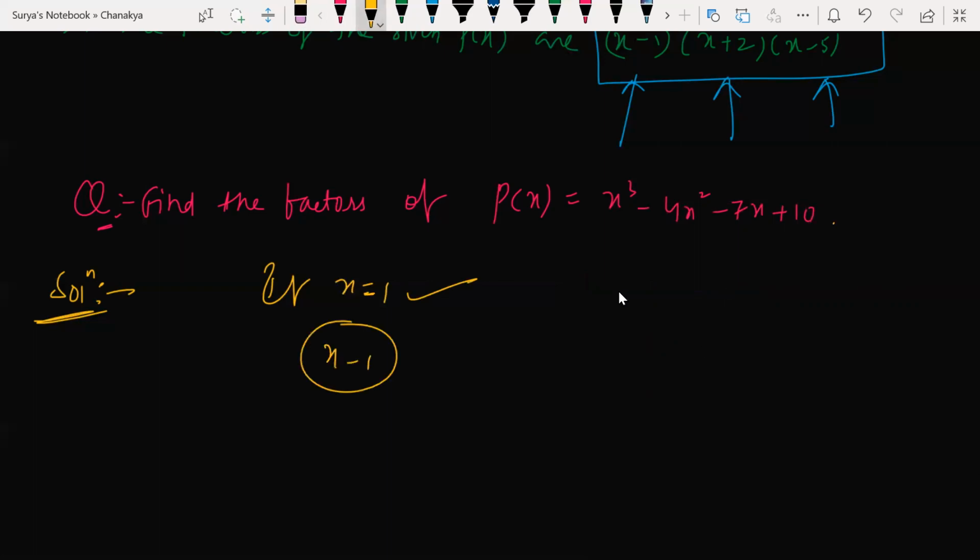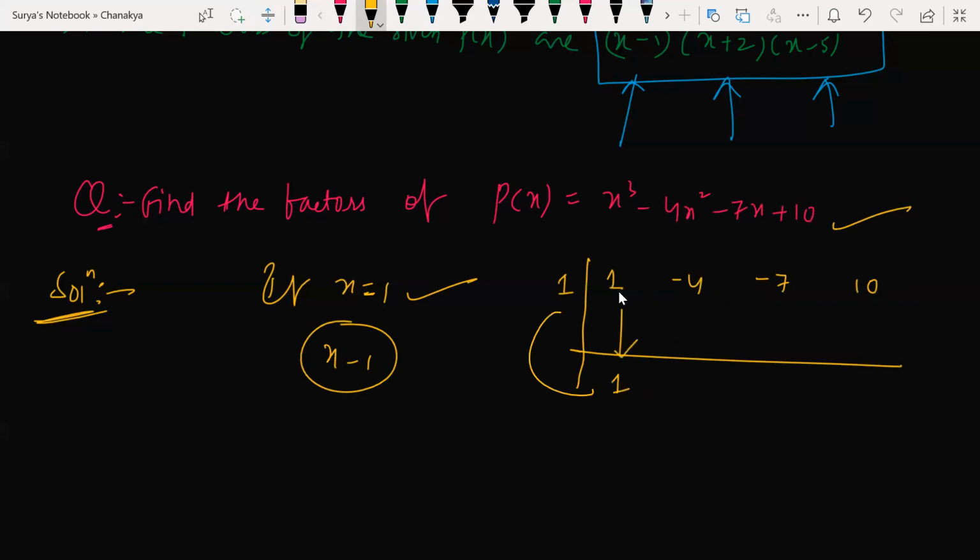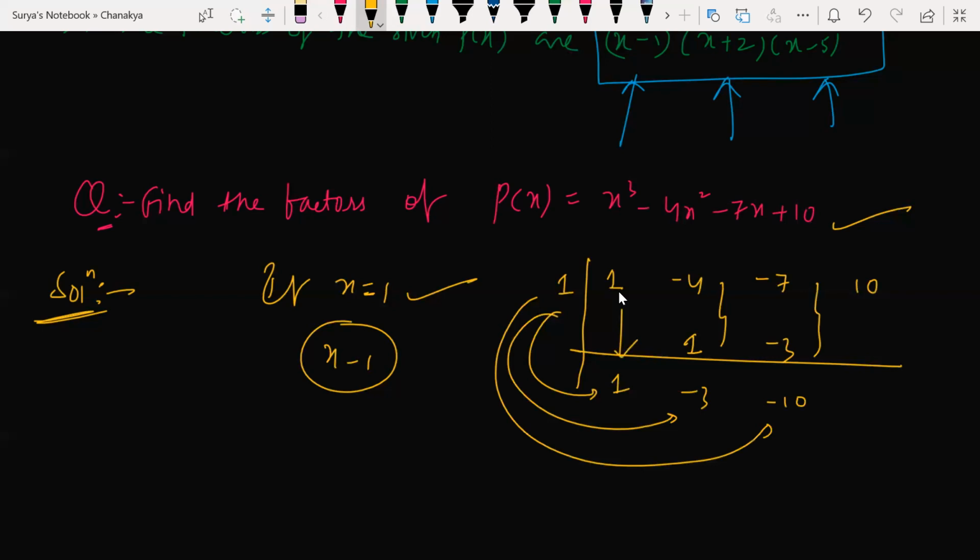It is a cubic polynomial, right? Yes. So you will be having a total of 3 roots. First of all, I need to write 1 as it is. I'll be writing the coefficients minus 4, minus 7, 10. Now 1 into 1, how much? 1. Adding these two, minus 3. Again 1 into minus 3, minus 3. Adding these two, minus 10. This into this, minus 10, giving me 0.